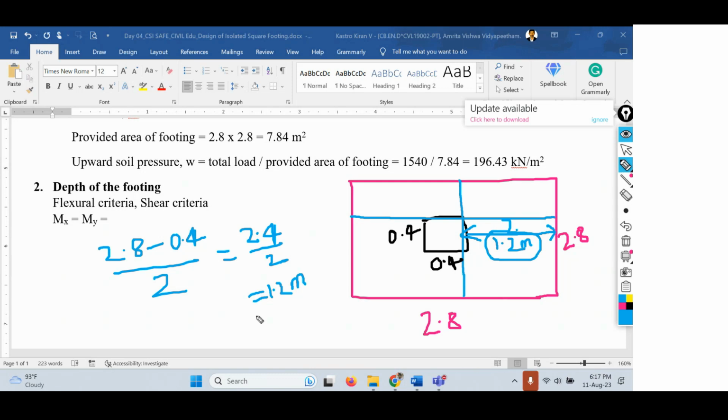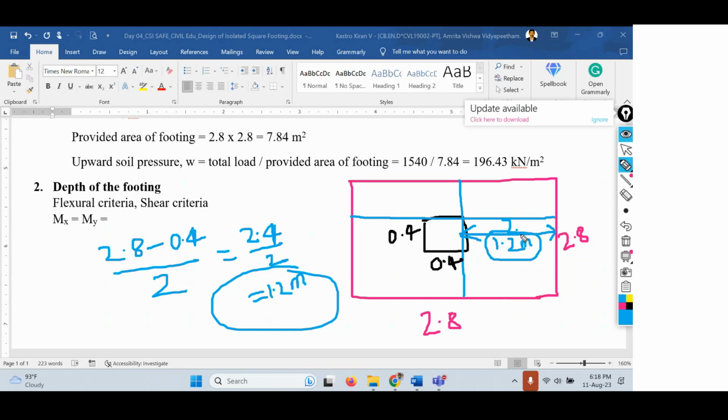Okay, the maximum moment will be acting on the column. So this is very important in calculation of square footing design, right? So from this, remember this value, it is 1.2 meters. So from this calculation, we are going to calculate the moment along x direction and moment along y direction.